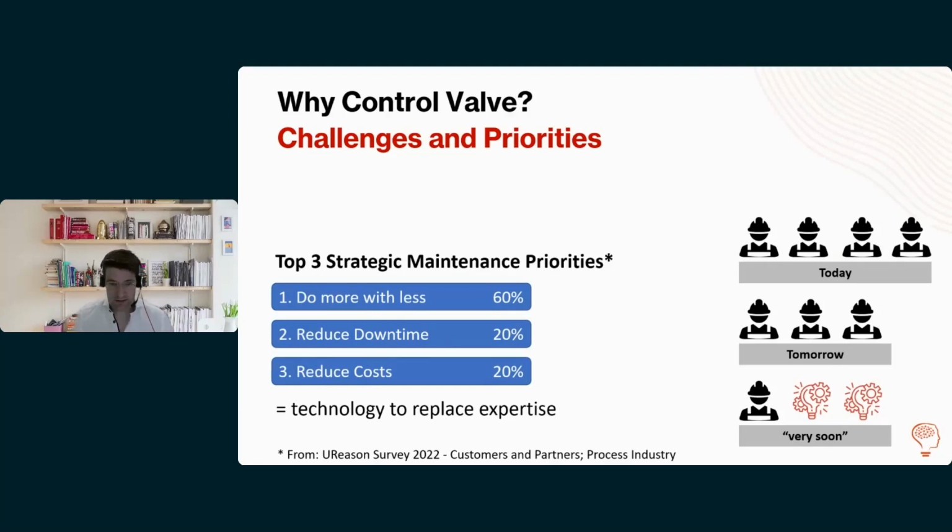And to be very clear here, the goal is not to fire people and replace them with technology to save money. Not at all. The challenge is there are not enough people and not enough expertise available in the near future to do the same tasks as today.